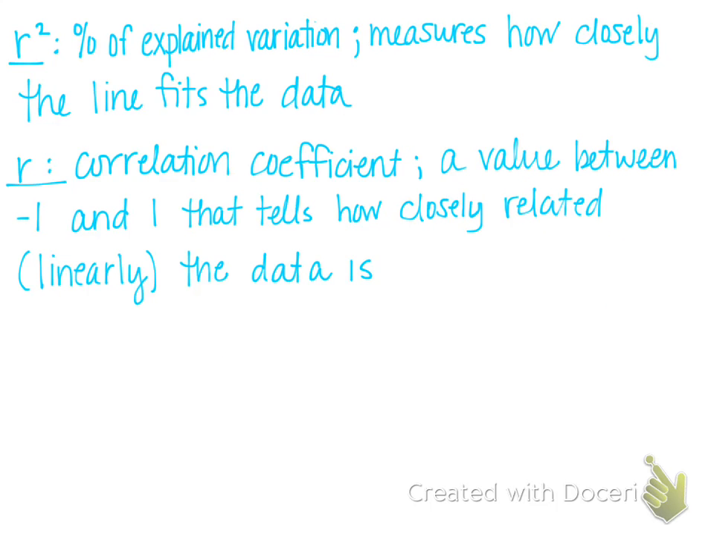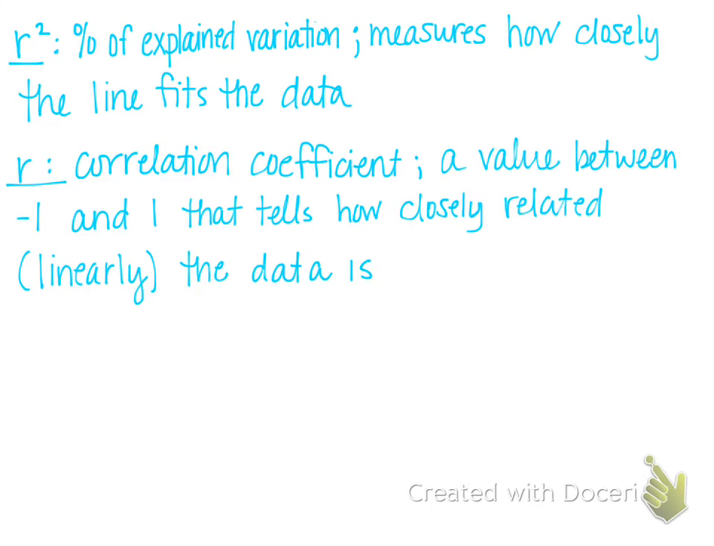Now I'm going to explain to you a little bit what the r squared and the r are. Your r squared is your percent of explained variation. It measures how closely the line fits the data. So this is a percentage. Suppose that your percent is 85%. What this is saying is that 85% of the data is explained by the regression model that we have. So the higher the percentage, the better, because we want to make the most accurate model possible.